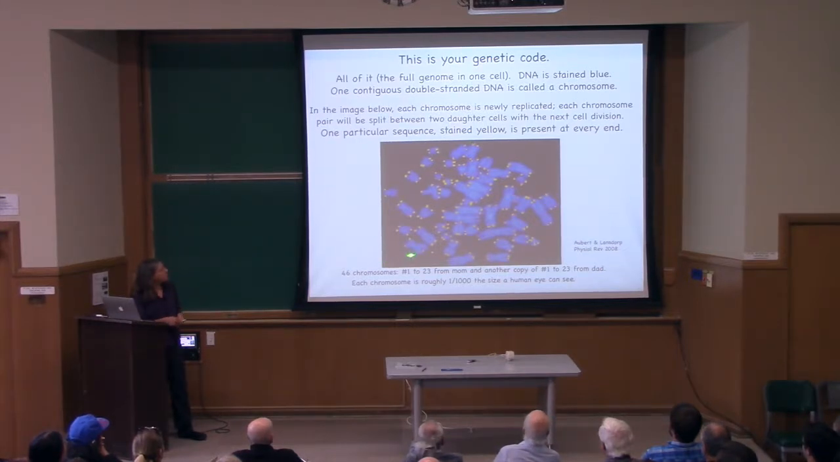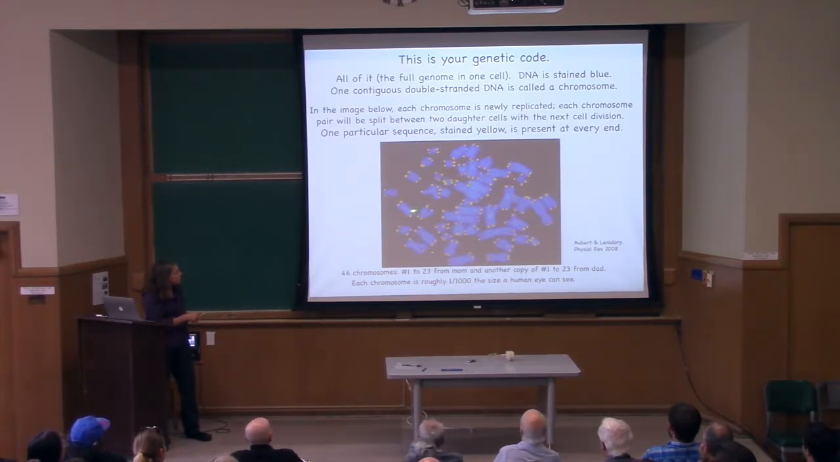So stained in blue are all of the DNA strands. Each pair of DNA strands is called a chromosome. So one contiguous double-stranded DNA is a chromosome. And the image below was taken just when those chromosomes had replicated. So here's a double strand, and here's another double strand, but still paired to it, because the two parental strands just split, and each one got copied.